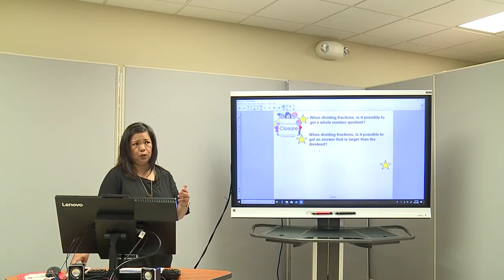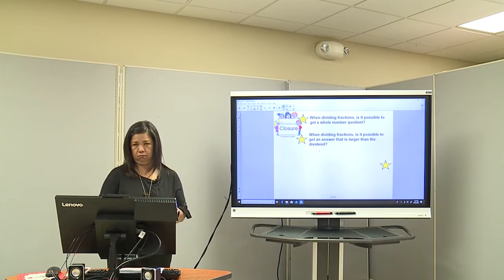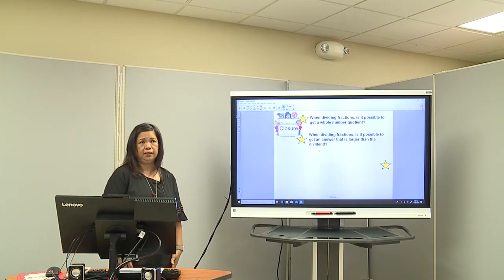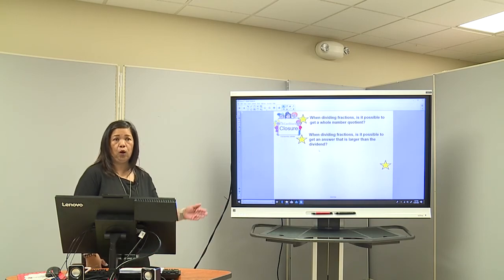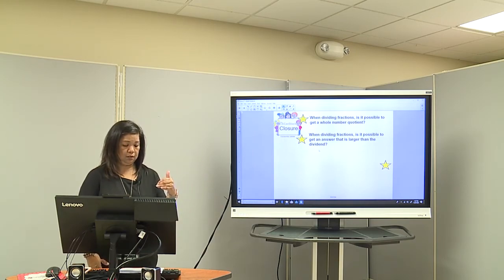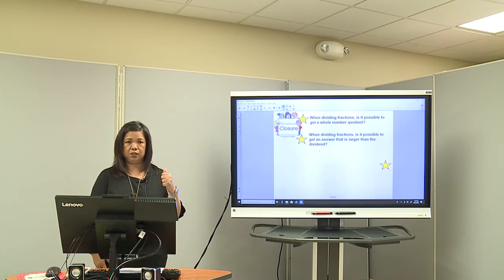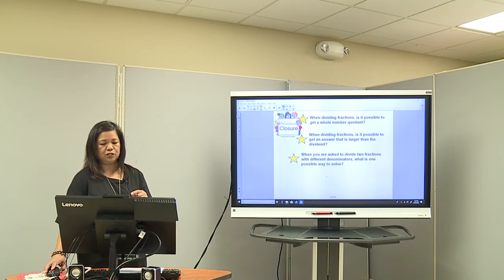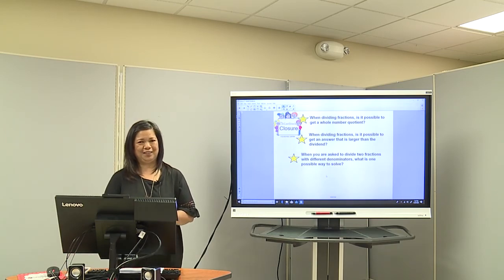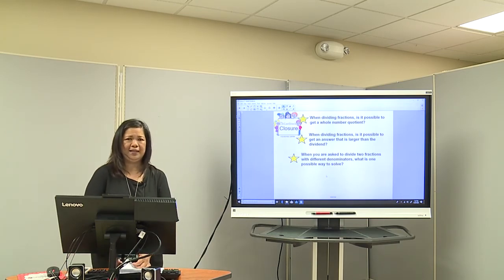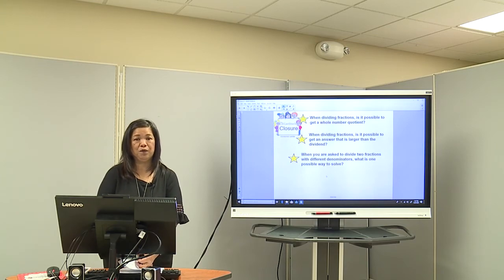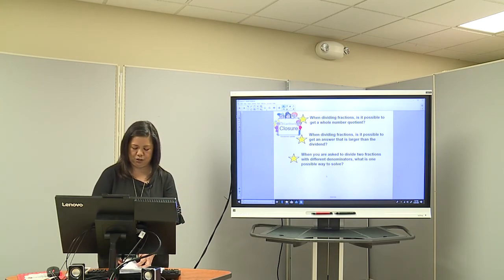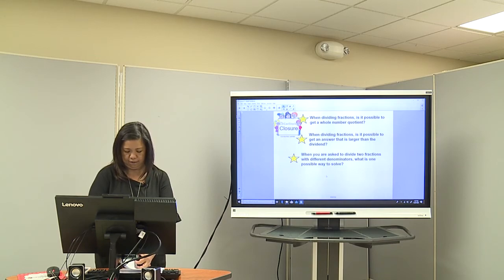For example, 1 divided by 1/4. Okay, so if you write that as a unit form, 1 would be 4/4. So 4/4 divided by 1/4 is 4. Okay, and then finally, when you're asked to divide 2 fractions with different denominators, what is one possible way to solve? Of course, you know. Yes, change it to equivalent fractions, or rename it.